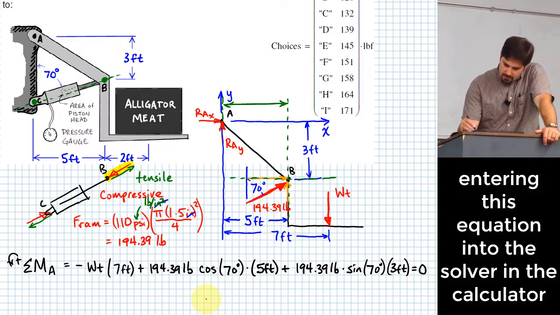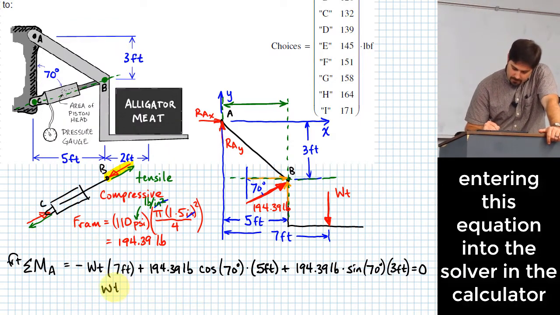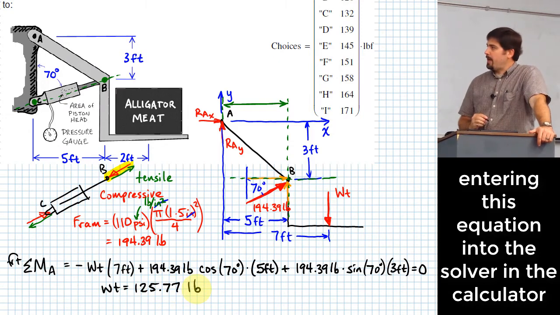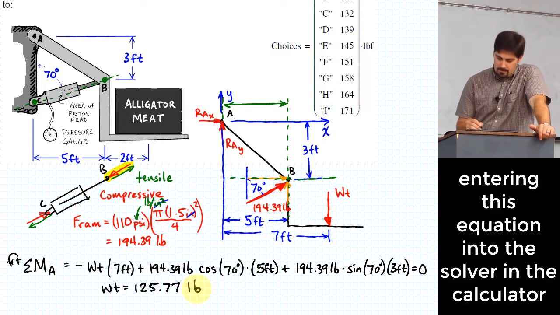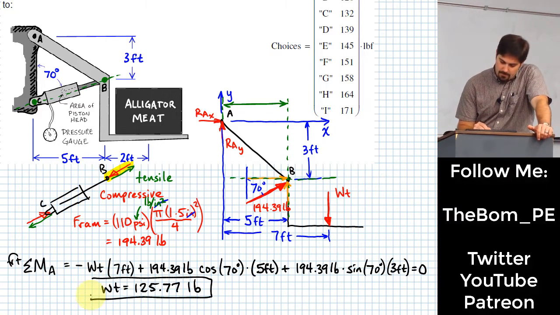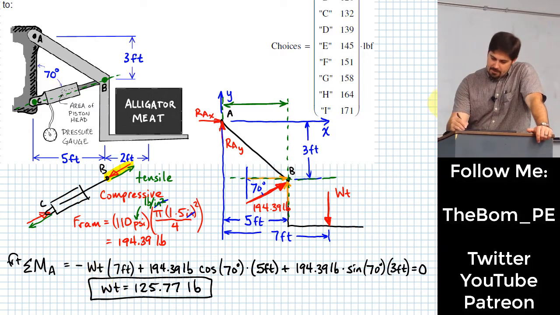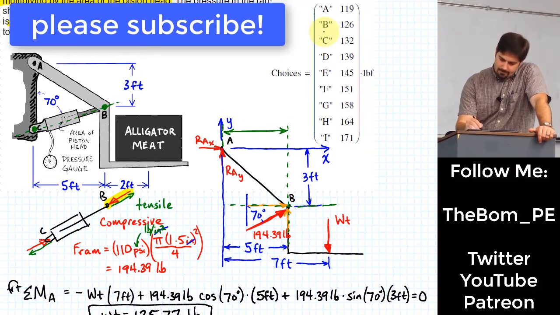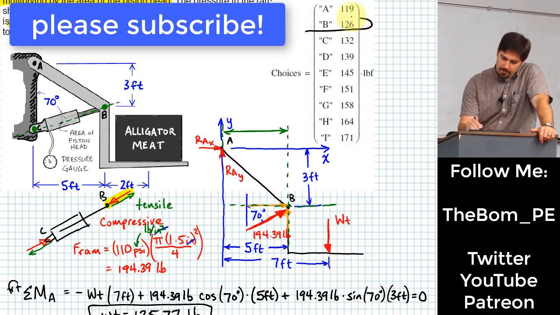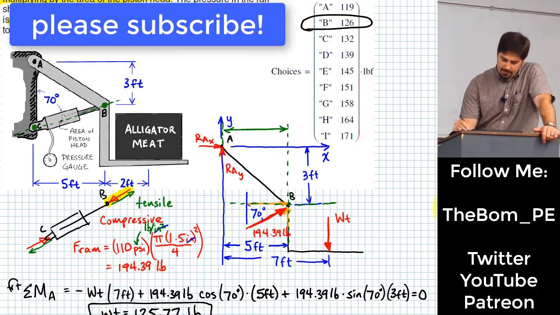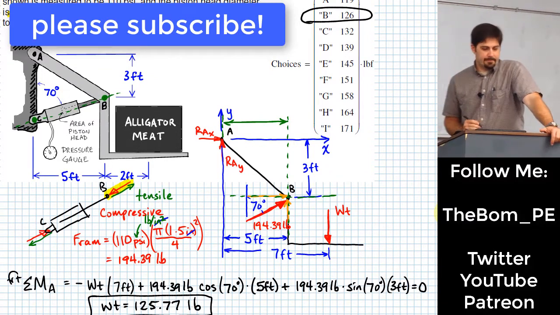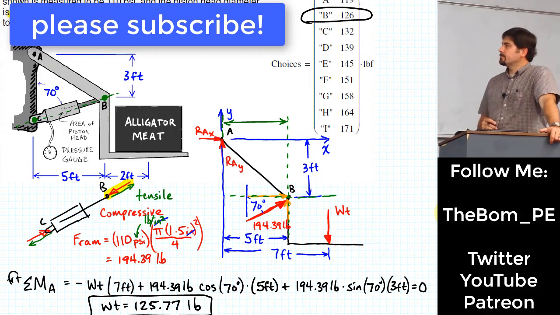125.77 is what that ends up being. And that would be in units of pounds. Okay? So what's the answer? Okay, or up here in the choices that are given, you would select 126 pounds. Okay.